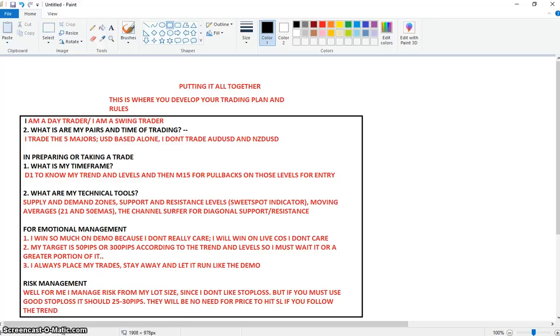Number two, what are my technical tools? What are the things you use? Some people use order blocks and all of that. I do more of supply and demand, of which I have shown you. I've shown you the swap zone. I've shown you rally base drop, rally base rally, and all of that. So refer to the video.